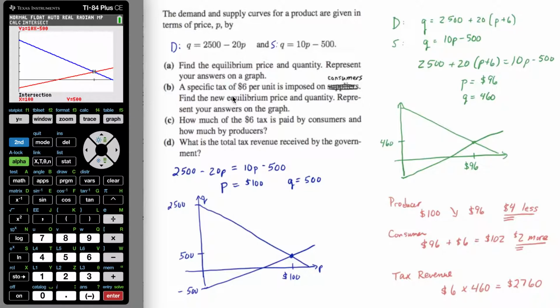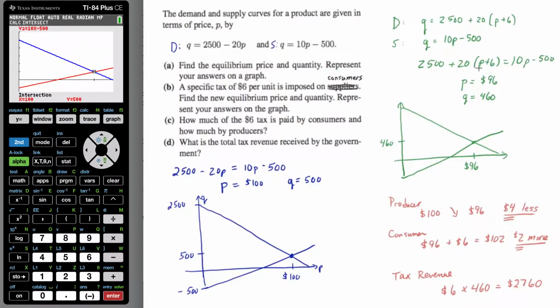So now let's consider a $6 tax on the consumers. And so if the tax is on the consumers, the demand function will have to be changed. And so it becomes 2,500 minus 20 times P plus the tax, P plus 6. The supply curve remains unchanged, and its Q equals 10P minus 500.